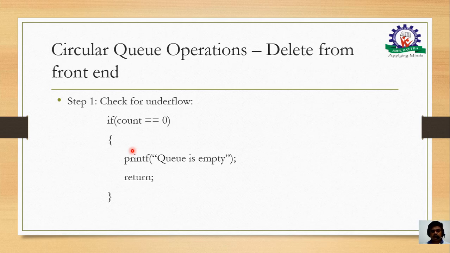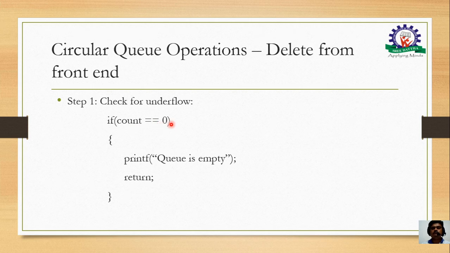Right. Now we just saw the insert at the rear end. Now let us see the delete from the front end. Whenever I go for the delete operation, first I need to check whether any content is available in the queue or not. If elements are available in the queue, I can delete and it will delete the content. Suppose no elements are available, how can I delete? That's why the first step in this operation is to check the underflow. How do I check it?